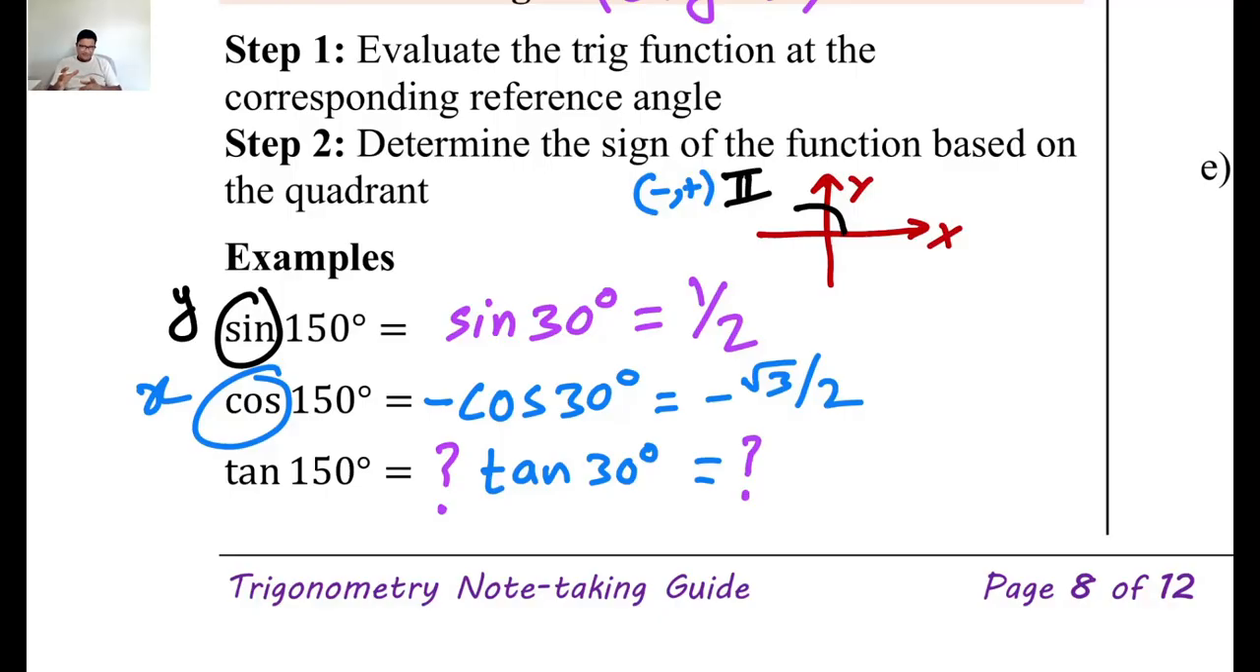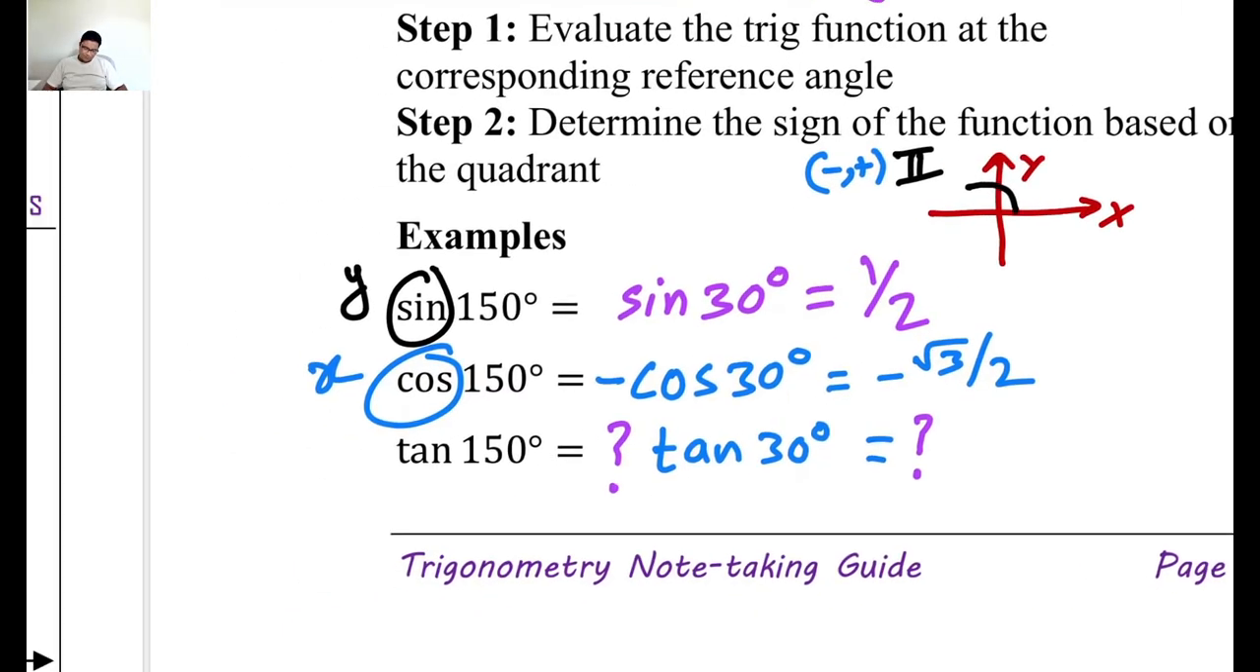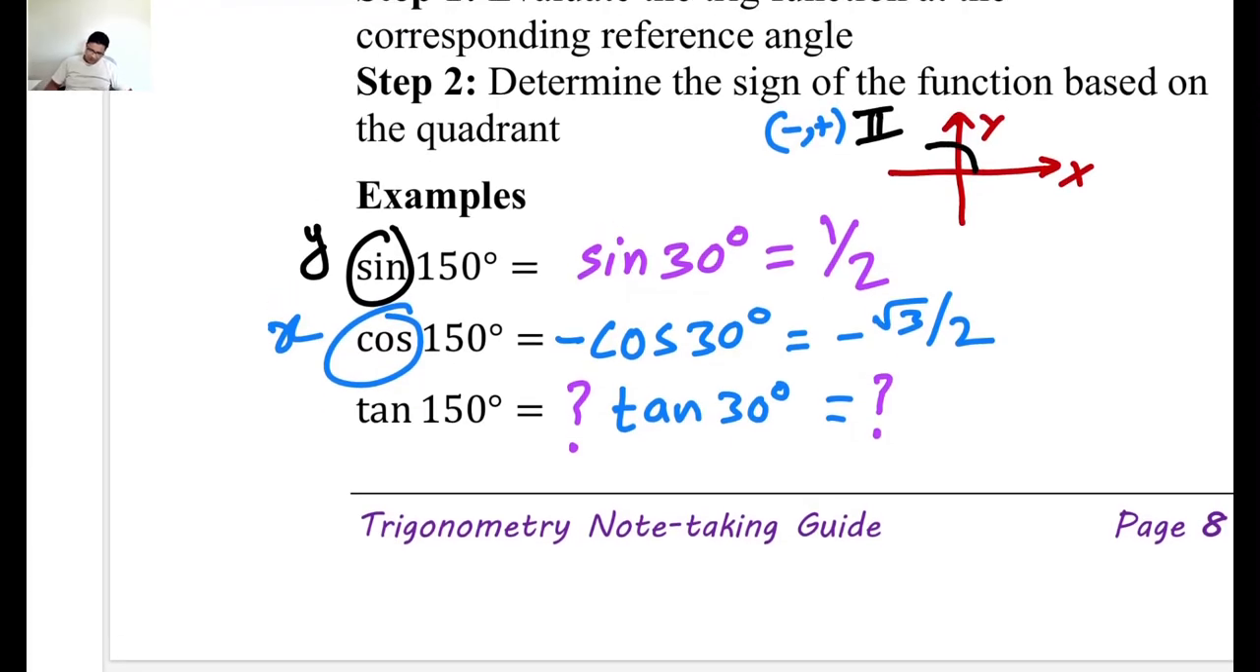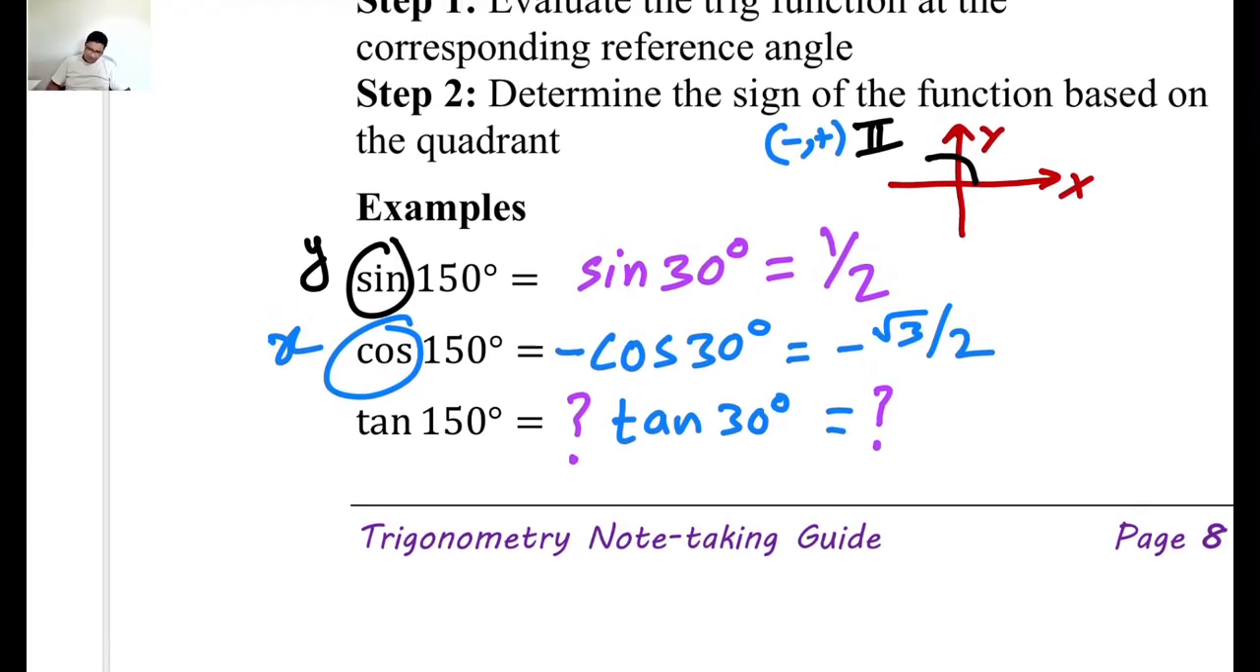Question mark for the sign, but let us look at the value of tan 30 degree. To do that, we will use the y coordinate over x coordinate definition. Tan 30 degree, I'm writing below that. It's y coordinate over x coordinate.